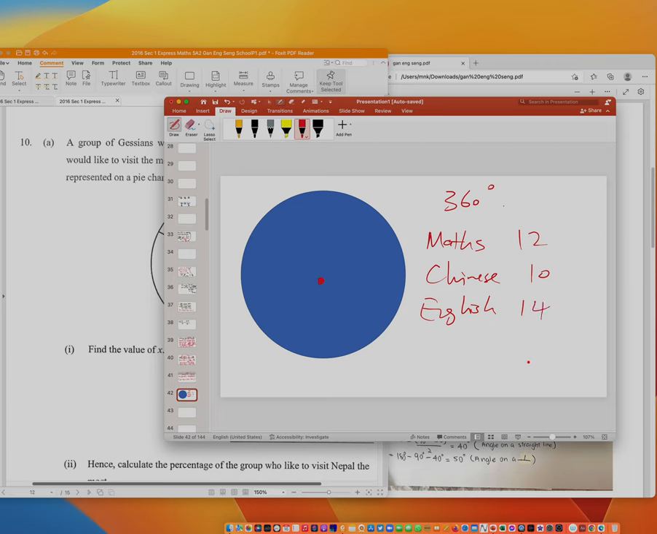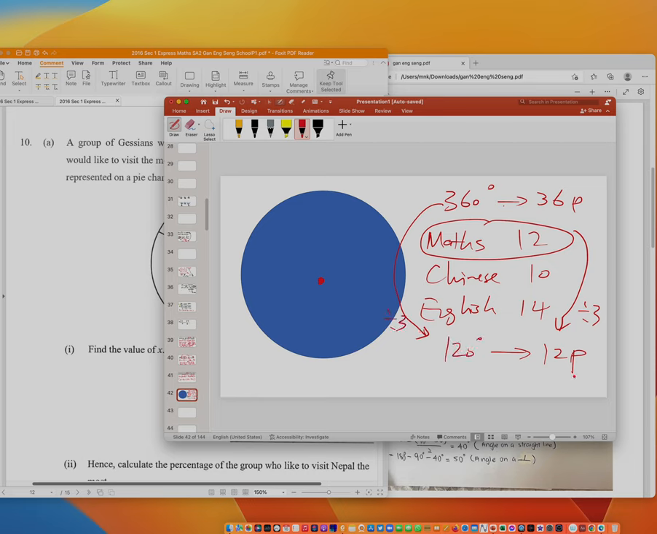14. Yeah, good. 14 is a good number because it adds up to 36. So 36 people is 360 degrees. Okay? So what is the angle that represents this mathematics? So 12P is how many degrees? From 36 to 12P, you divide by 3, right? So same thing lah, your degree also must divide by 3. So 120 degrees to represent 12P.